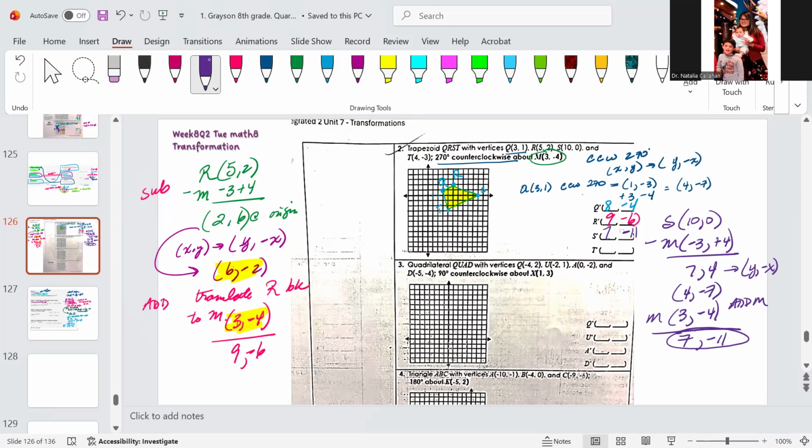I want you to do T prime by yourself, and then I want you to plot it here for me, please. Okay? Can you do that? Okay, go ahead.